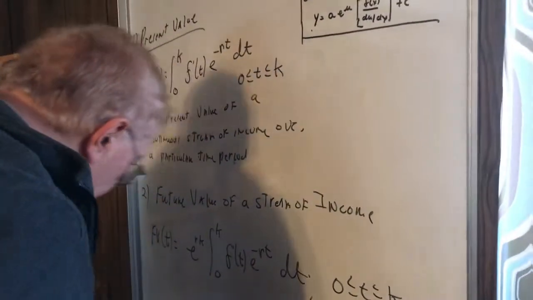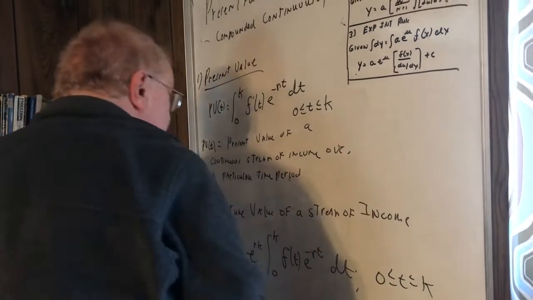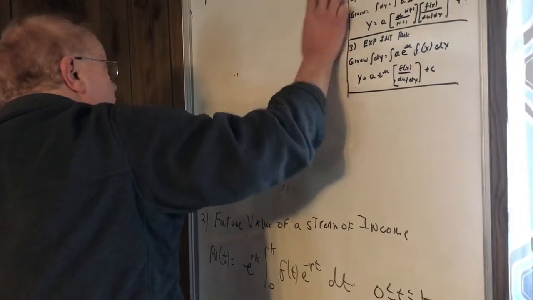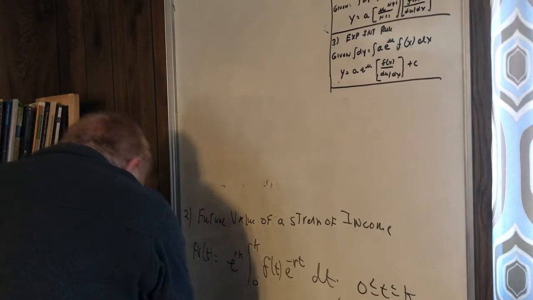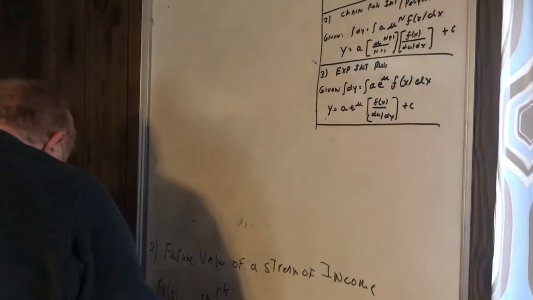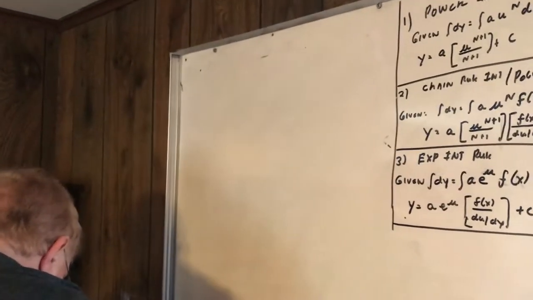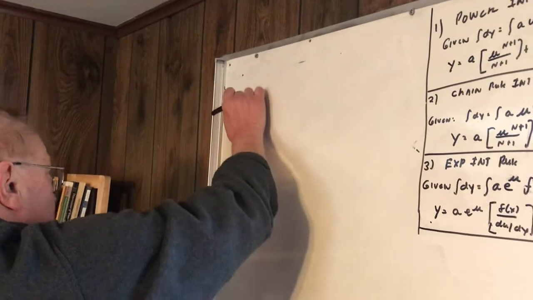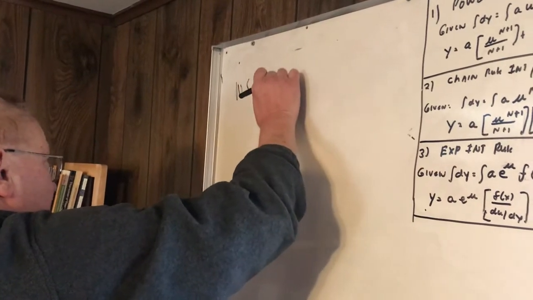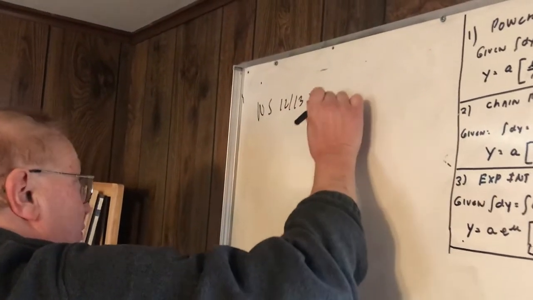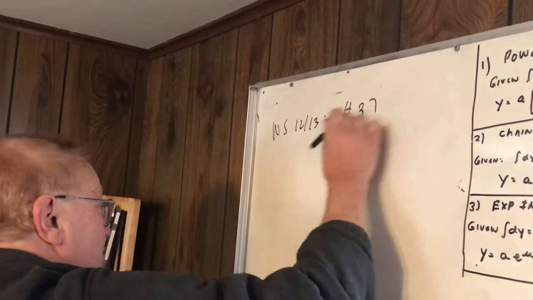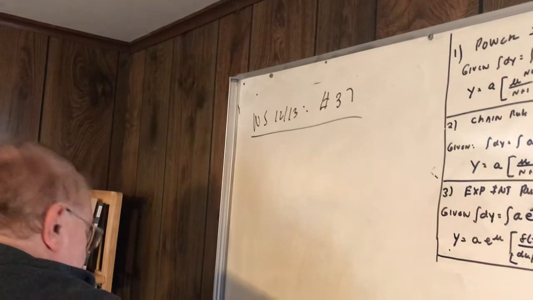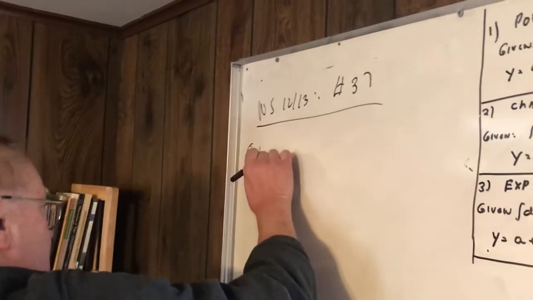And let's do a present value problem. So we're going to do a problem from the worksheet. It's going to be worksheet 12 and 13, and it's number 37. And what does it say? It says an oil company wants to sell an oil well.